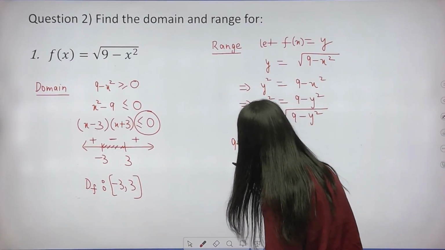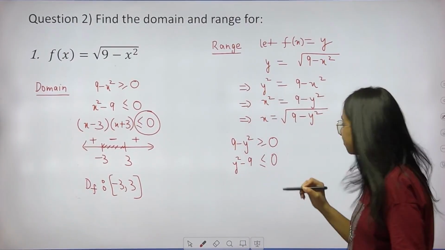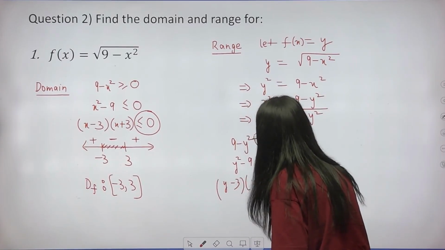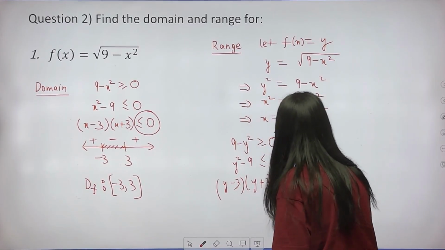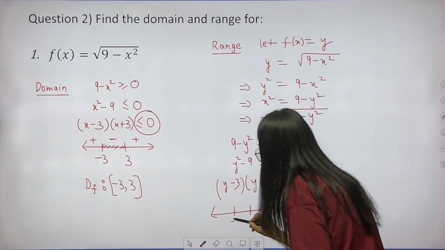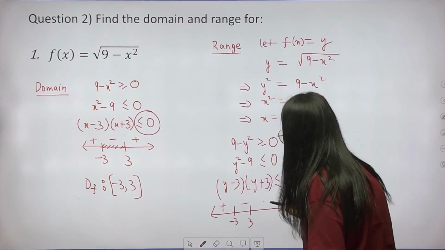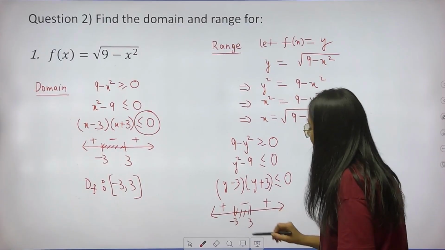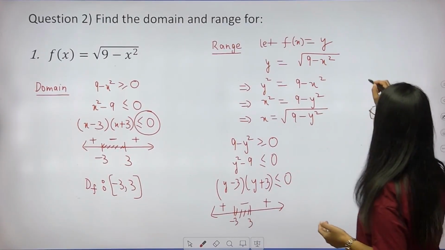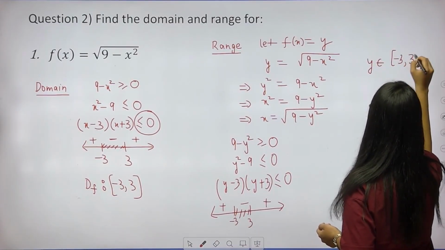Okay, let's take minus common. We get y square minus 9 is less than or equal to 0. So let's do a square minus b square. We get y minus 3 into y plus 3 is less than or equal to 0. Now let's make a number line. We get minus 3 and 3, 2 points of concern. So it will be positive, negative and positive. Again we needed the negative portion, so we'll take minus 3 to 3. So can we say that y belongs to minus 3 to 3?